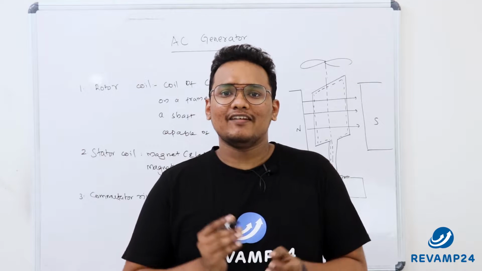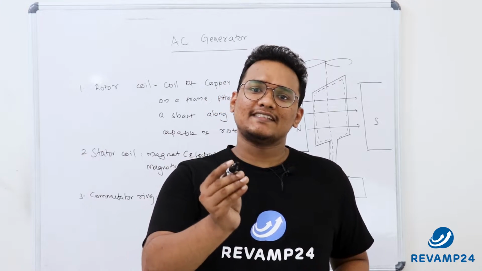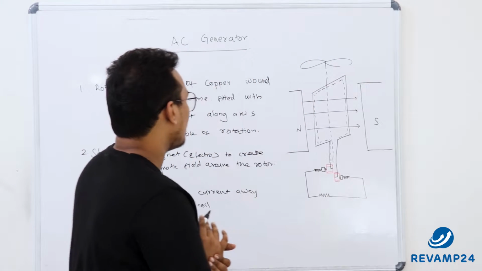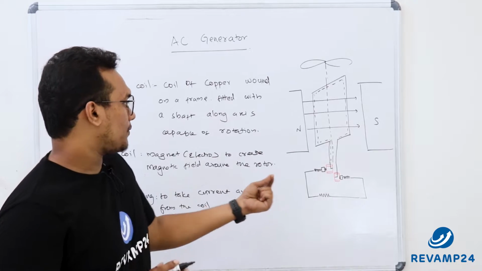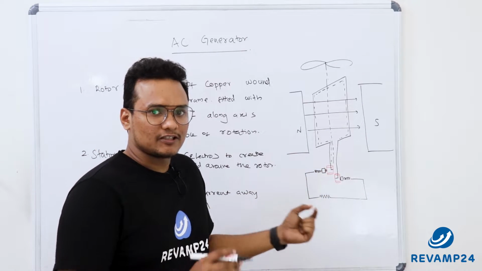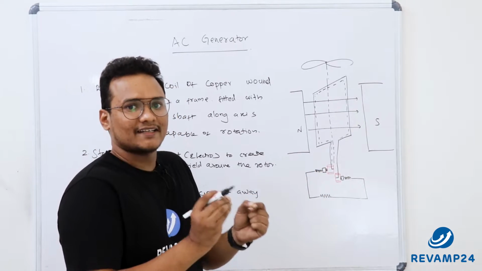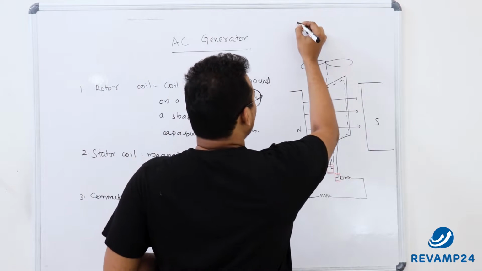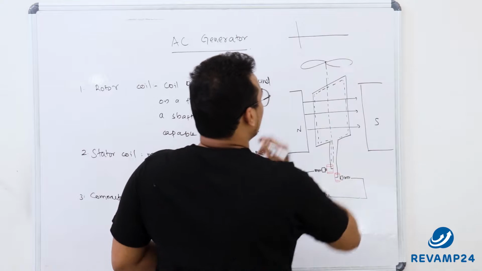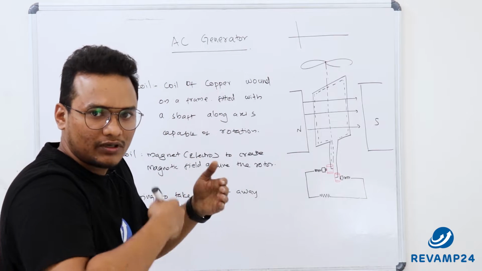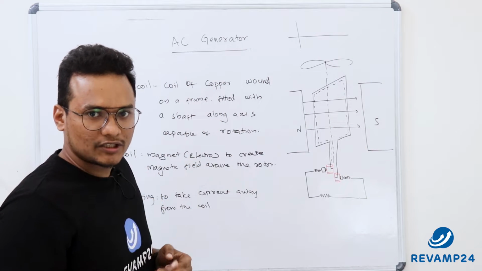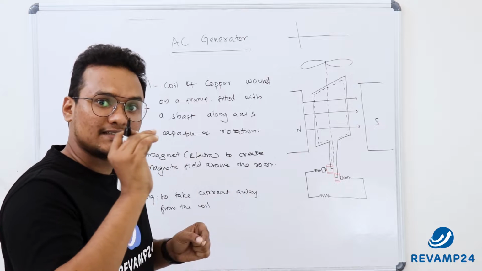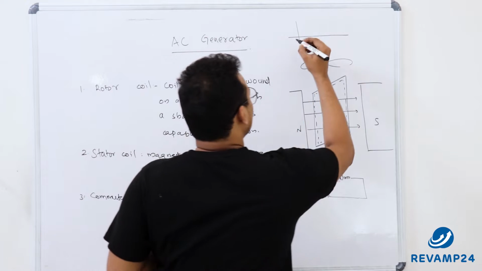In this video, I will explain the working of an AC generator. Now, we know the purpose of using an AC generator is to produce alternating current. What is alternating current? Alternating current is nothing but current that continuously changes its magnitude and periodically changes its direction.